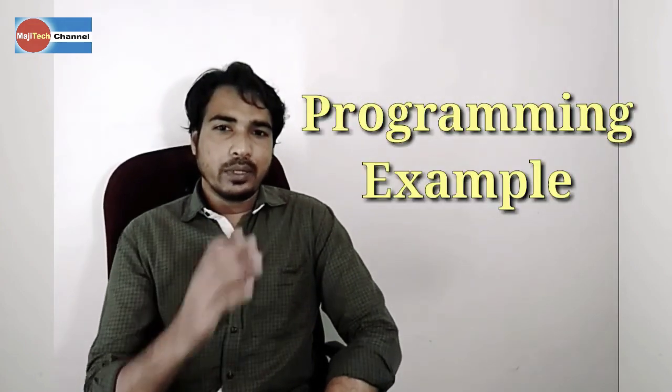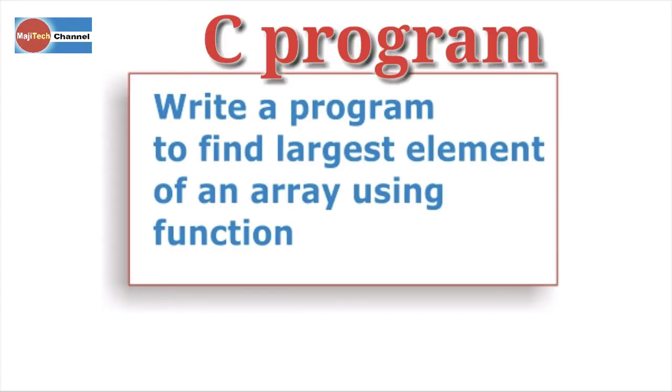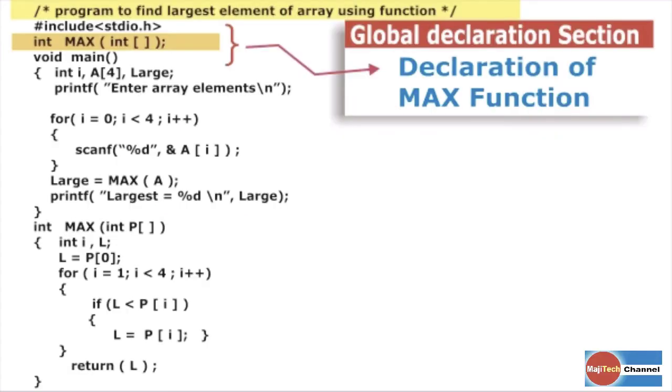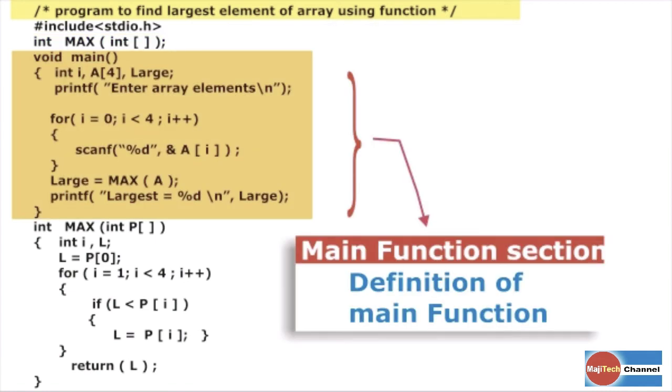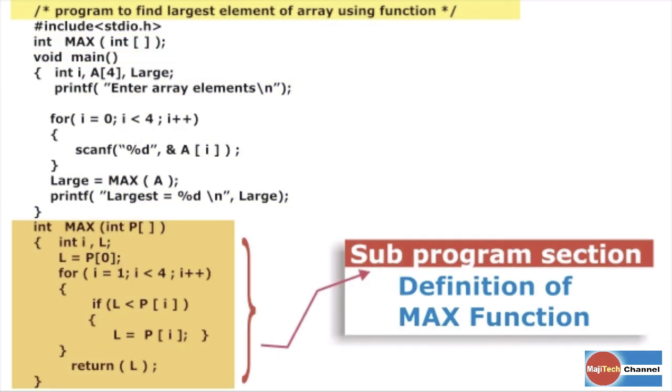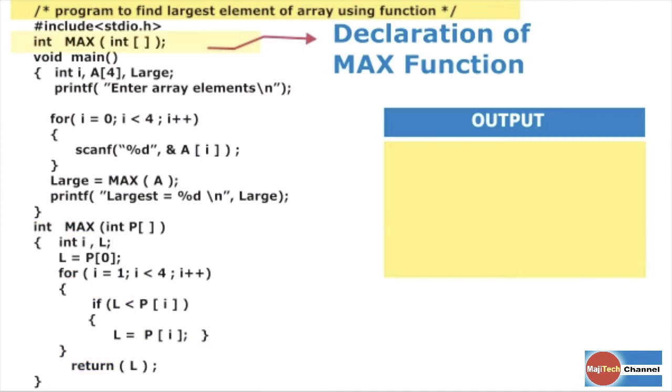Consider a programming example. Write a program to find largest element of an array using function. This is the declaration of max function. This is the definition of main function. And this is the definition of max function. The max function will take integer array as an argument and will return an integer type value.